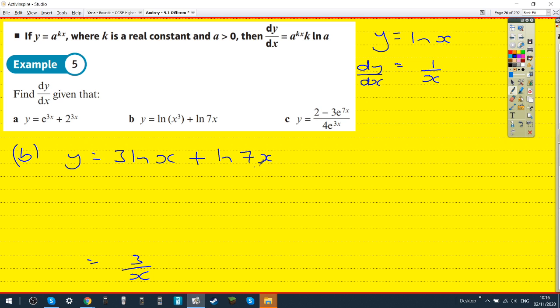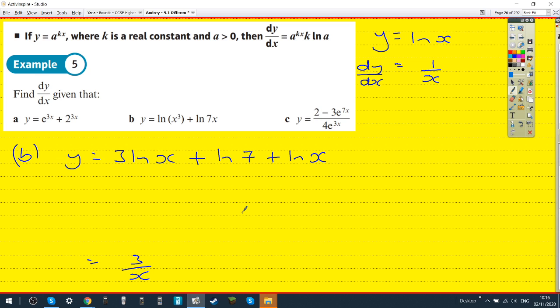There is something else you have to do with this other one. What I would do is ln 7x is the same as ln 7 plus ln x, if I remember correctly. Yes, logarithms are powers. When you add powers, that's when they're being multiplied. The indices are being multiplied. So then differentiate those two. Wait. Is that how logarithms work? Yeah, I think it is.